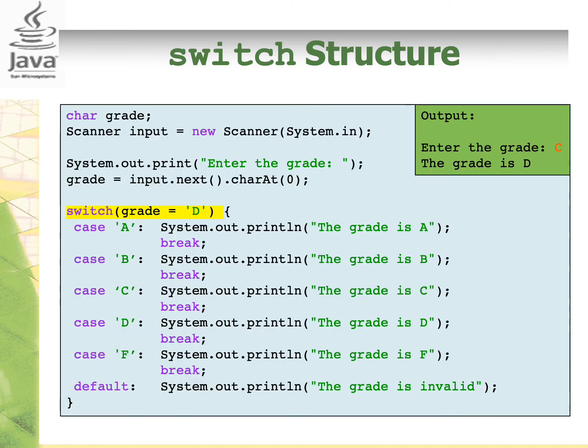Within the switch expression, we can assign values. For example, we can write switch (grade = 'D'). If we run this code and the user enters C, it will display the grade is D because we reassign the value of grade to D within the switch expression.